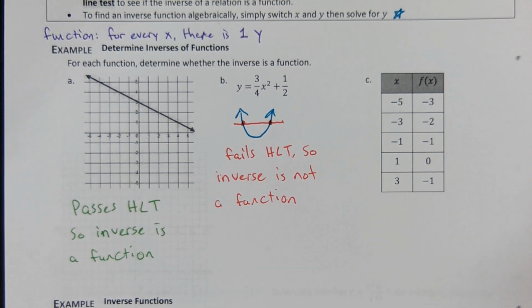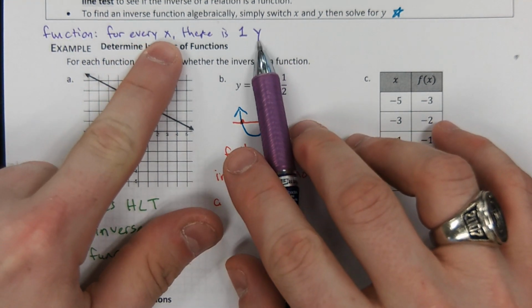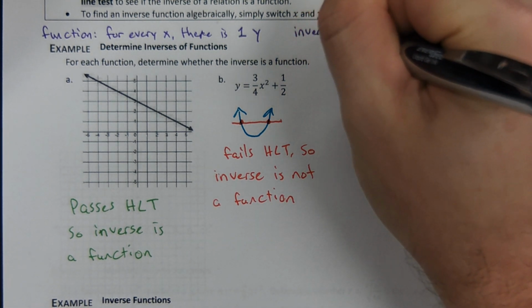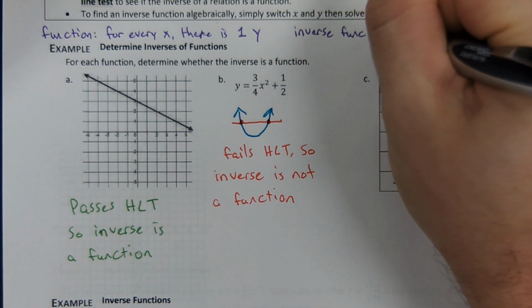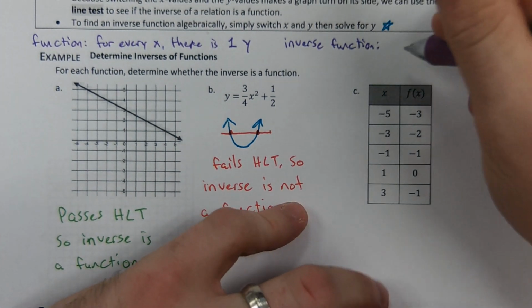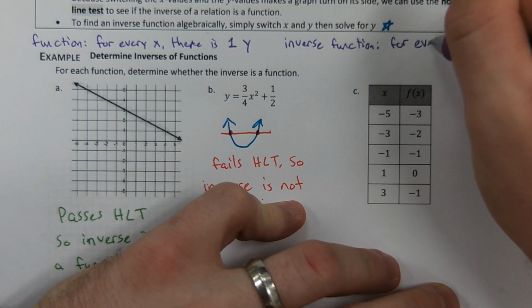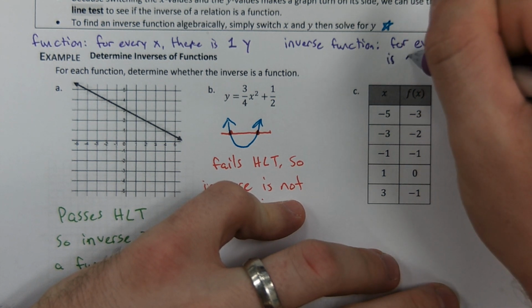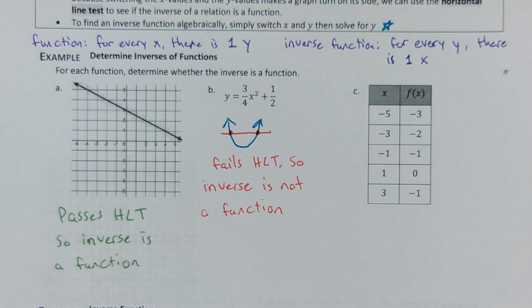So since inverses switch x and y, in order for you to say that the inverse is a function, you literally just switch the x and the y. For every y, there is one x. There.